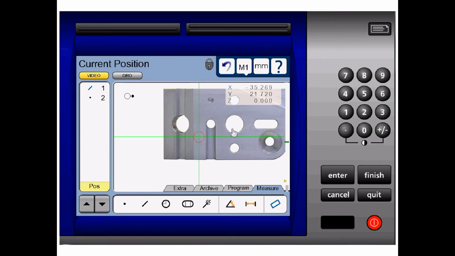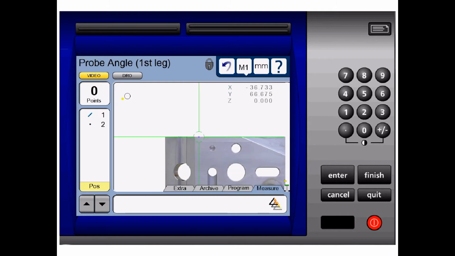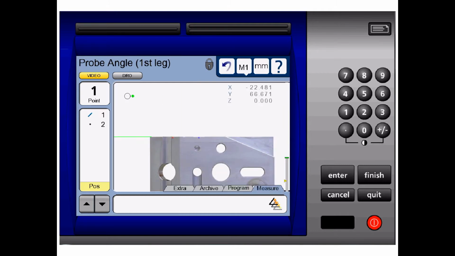To measure an angle, we're actually measuring two lines. Fortunately, we have an angle button which will measure these two lines for us on our readouts. We simply push this angle button and it prompts us to measure or probe the first leg of the angle. To do this, we measure our line. Remember that all lines require a minimum of 2 points.